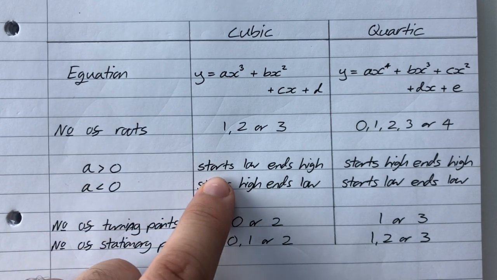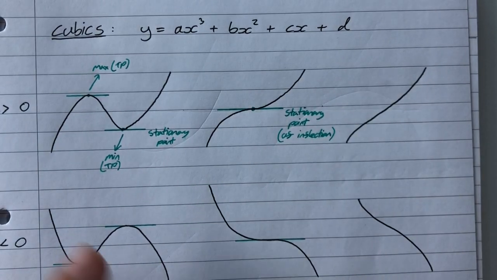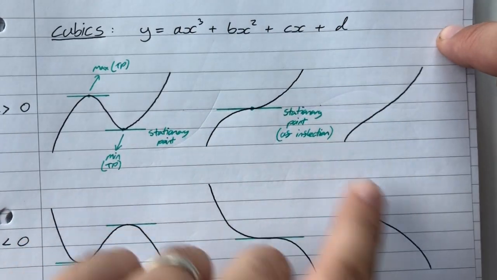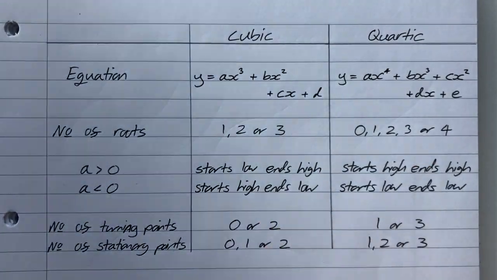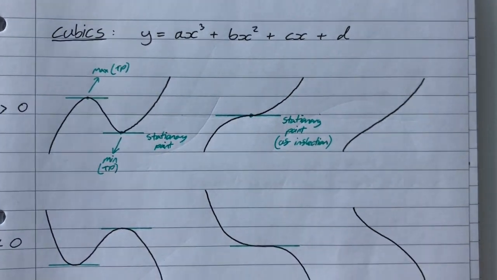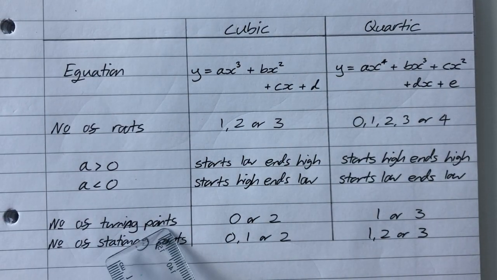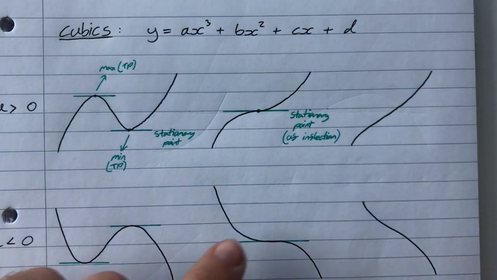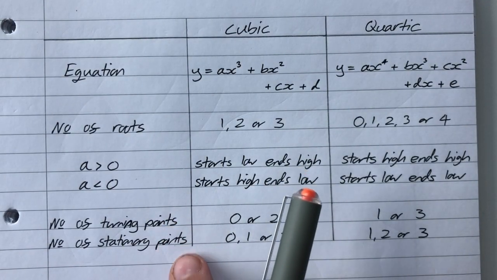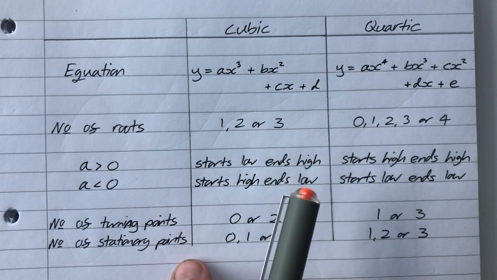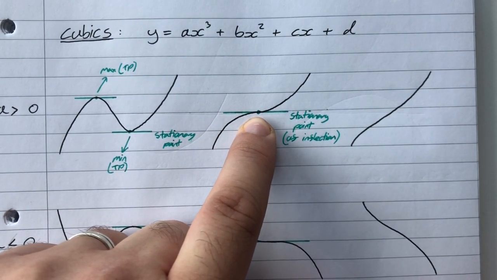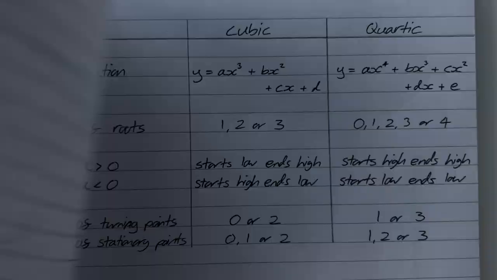If a is greater than 0, then the cubic will start low and end high. Okay, starts low and ends high. If a is negative, it will start high and end low. The number of turning points it can have is either 0 or 2. Okay, no turning points on these 2 or 2 turning points. But the number of stationary points, again, important to distinguish between a turning point and a stationary point. It could have 1 stationary point, which is this point here. Okay, it's not a turning point, but it is a stationary point.